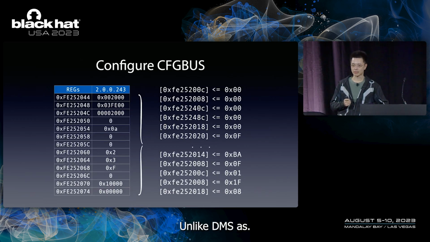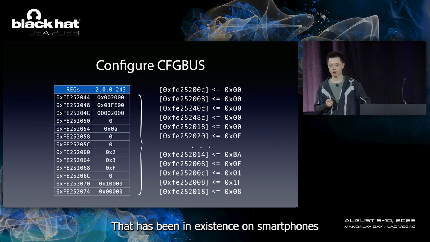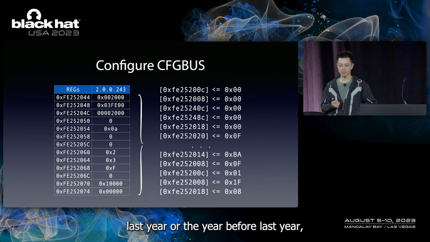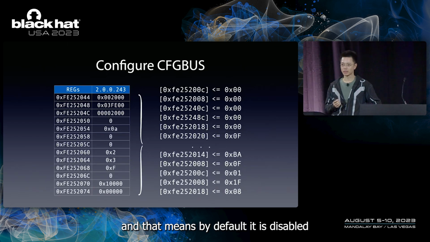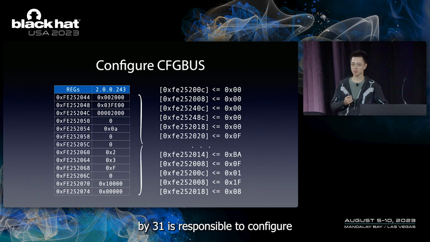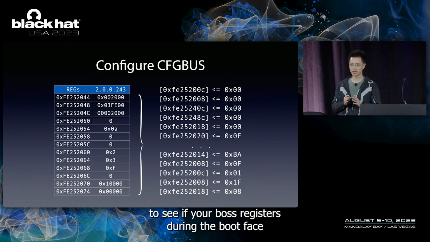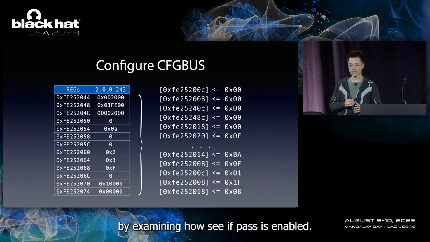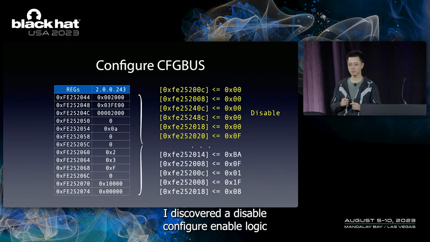Unlike DMSS, which has been in existence on Huawei smartphones for many, many years, CFG bus was only enabled last year or the year before last. And that means by default, it is disabled. BL31 is responsible for configuring the CFG bus registers during the boot phase. By examining how CFG bus is enabled, I discovered a disable, configure, enable logic.